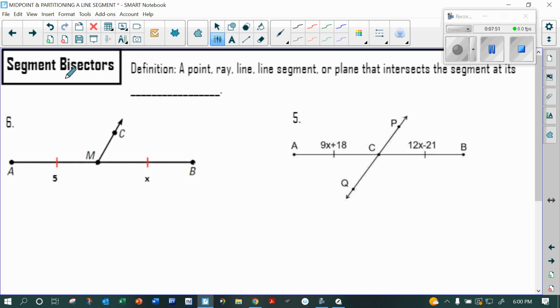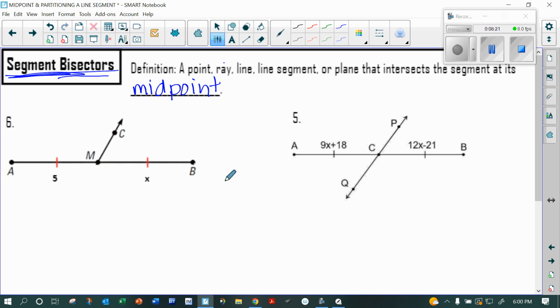Now, segment bisectors. Bisector means you're cutting something in half. Just like whenever you dissect in science, you're cutting. Bisect means you're cutting in half. So a point, ray, line segment, or a plane that intersects a segment at its midpoint. Okay, so anything that cuts something into 2 equal pieces is a segment bisector.